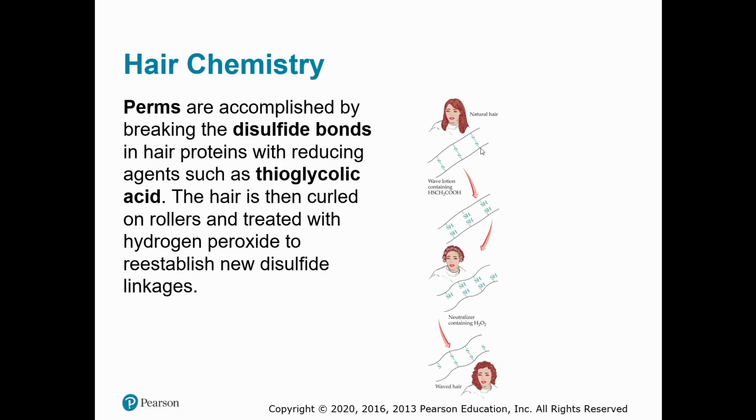Within the hair proteins, there is a disulfide bond. This is two sulfurs bound together. Perms are accomplished by breaking this disulfide bond using specific lotions that have thioglycolic acid. The hair can then be curled on rollers and treated with hydrogen peroxide to re-establish new disulfide linkages. But now, instead of the sulfurs directly across from each other being linked, the sulfurs are linked in a different manner, forming the new hairstyle.